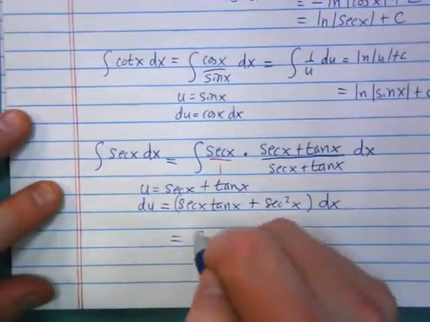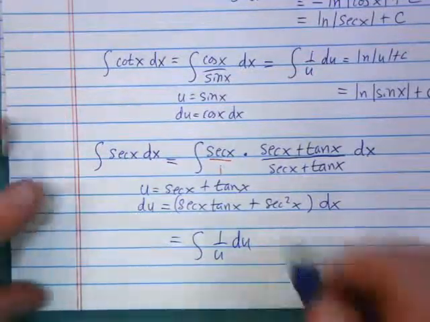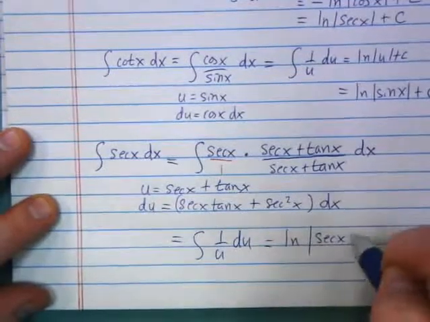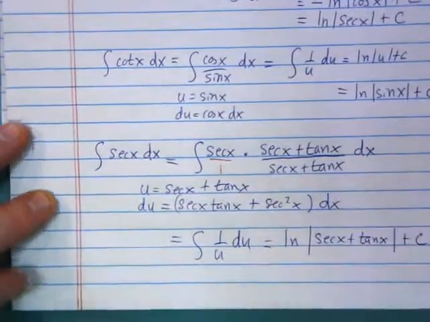So this becomes the integral of 1 over u du. Works out perfectly. So we get natural log of secant x plus tangent x plus c.